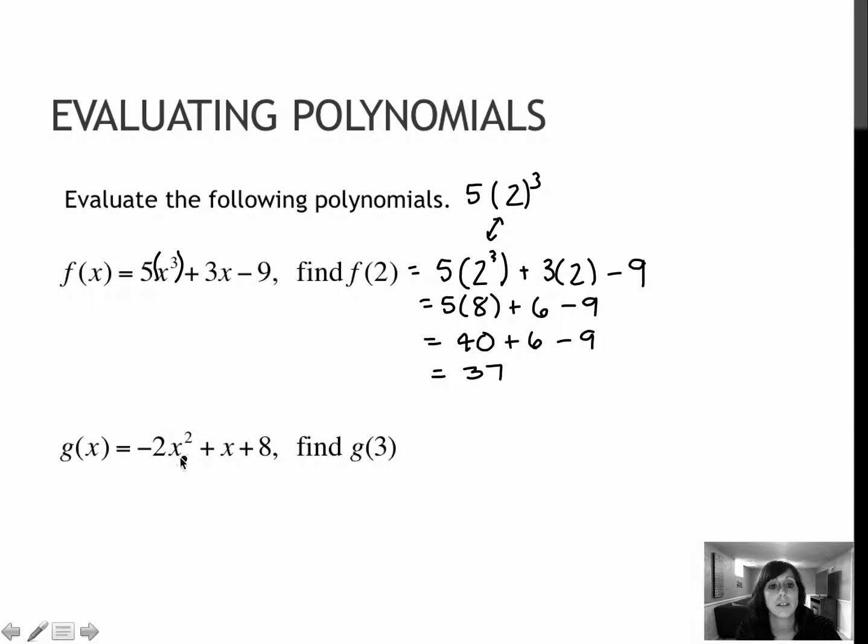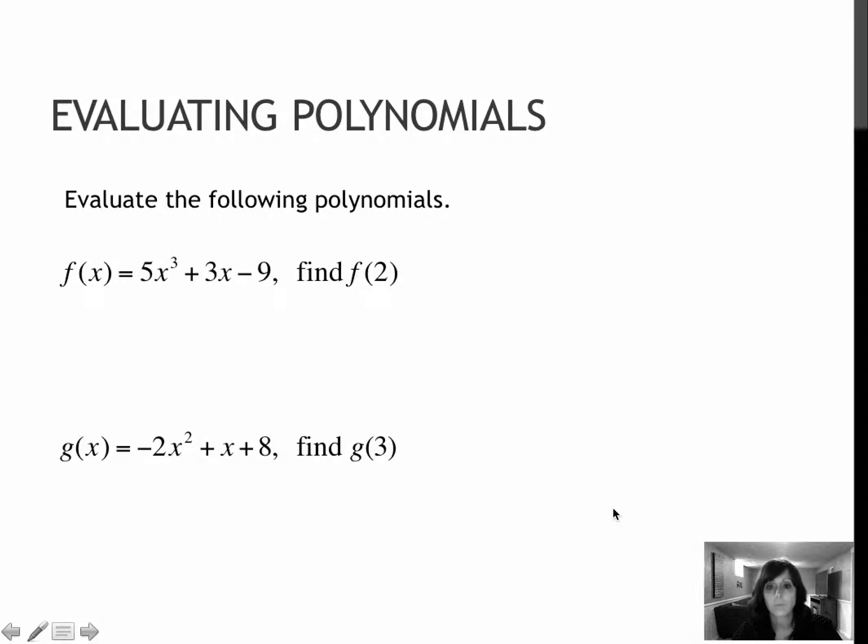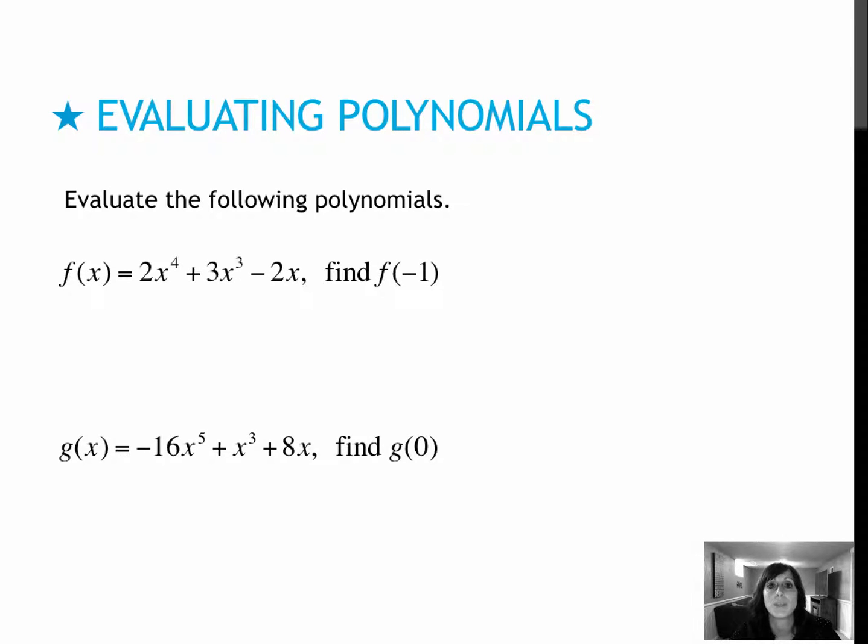For my second function, I'm finding g of 3, and g of 3 means I'm replacing x with 3. And so again, I'm going to do exponents first. So 3 squared is 9. Everything else just gets rewritten. -2 times 9 is -18. If I add -18 to 3, I get -15. If I add 8 to that, I get -7. So that's my final answer. Again, once it's addition or subtraction, you just go left to right. Go ahead and try these two on your own, then press play to see how you did.